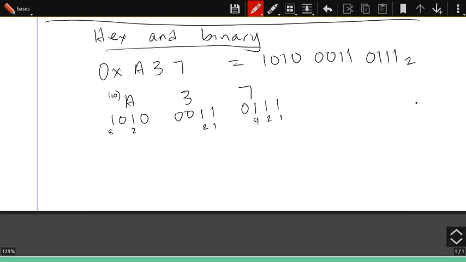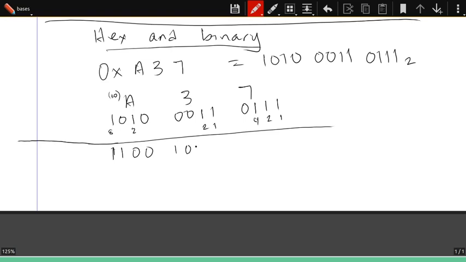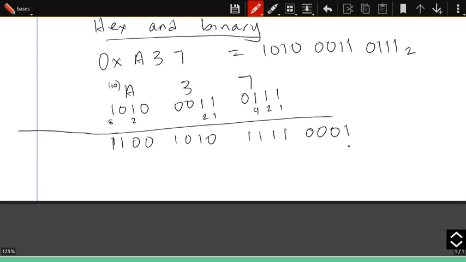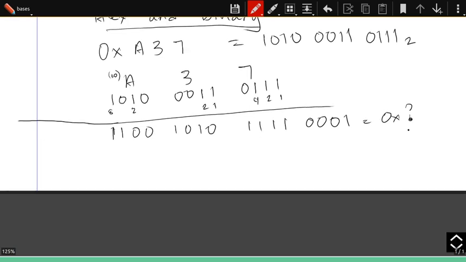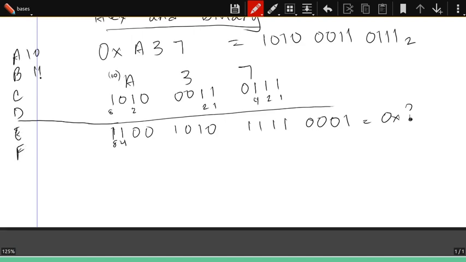Likewise, I can go from binary to hex. So if, for example, I have the number 1, 1, 0, 0, 1, 0, 1, 0, 1, 1, 1, 1, 0, 0, 0, 1. So that's a nice big binary number, and I want to convert this to hex. Then I just take each group of four digits. 1100 is 8 plus 4, which is 12. And then I have to remember, I might make myself a little cheat sheet over here. A is 10, B is 11, C is 12, D is 13, E is 14, F is 15. So 12 is C. So this one is C.